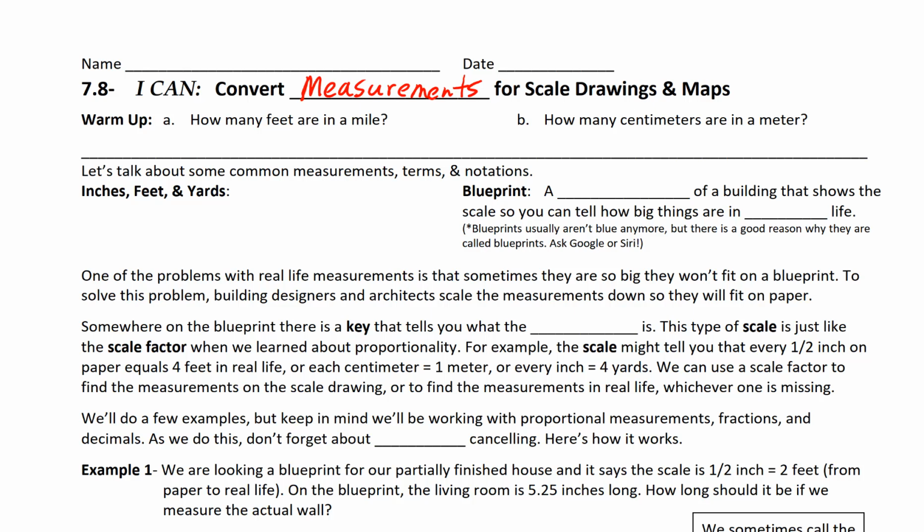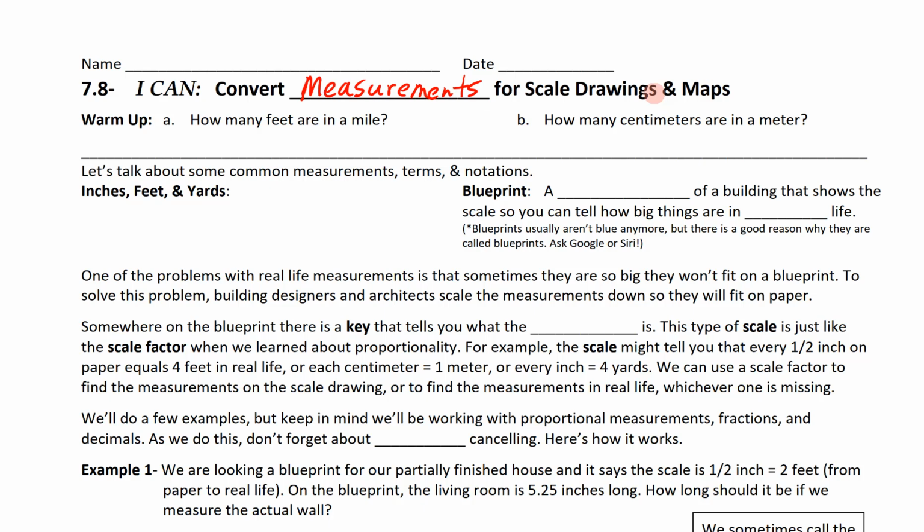All right, we're going to pull together several things that we've been talking about in the last few units. We're going to talk about how we can convert measurements for scale drawings and maps. So you've probably seen maps before, you're pretty familiar with those, but we're going to talk a little bit more about scale drawings. And to start off with the warm-up, we're going to talk about how many feet there are in a mile. You might win a trivia contest sometime if you know this.